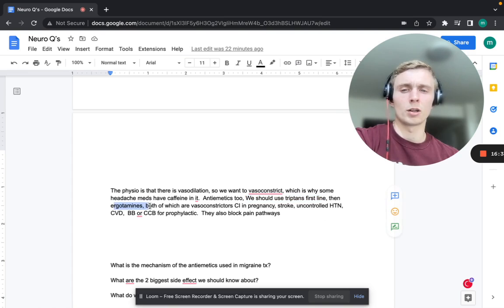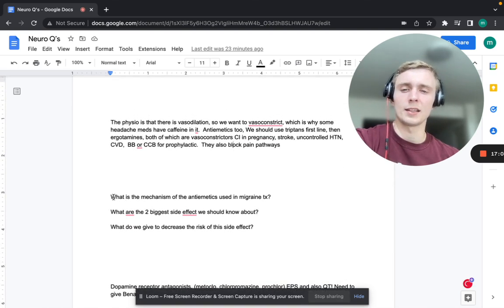Then ergotamines. So ergotamines are less selective rather than triptans. So we want to use triptans first line and then ergotamines. Both are vasoconstrictors and they're contraindicated in pregnancy, stroke, uncontrolled hypertension, cardiovascular disease, and beta blockers or calcium channel blockers are the best for prophylaxis. And of course, these meds also block the pain pathways too. But we definitely want to vasoconstrict, first line triptans, second line ergotamines, and you can add an antiemetic on as well.